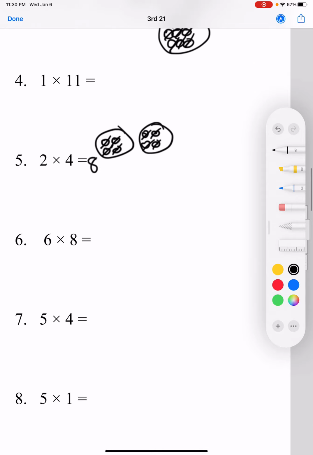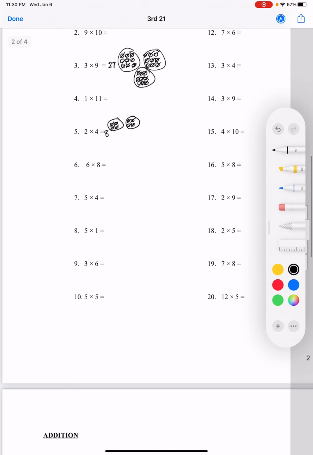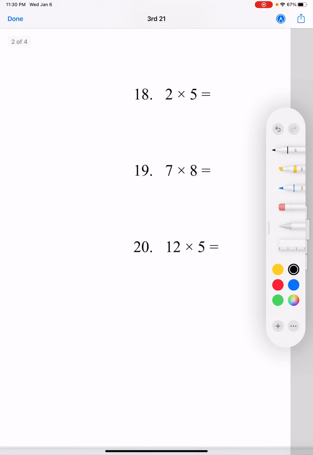Let's try one last one. Number 20. So 12 times 5. So we can do 5 groups of 12 or 12 groups of 5. It doesn't really matter. But this one we can also do long multiplication, so I'm going to show you that. 12 times 5. The smaller number always goes in the bottom when you're multiplying. And so you start from right to left. So 5 times 2 is 10. And you bring the 1 up to the tens place. 1 times 5 is 5, plus 1 is 6. So your answer to 12 times 5 is 60.